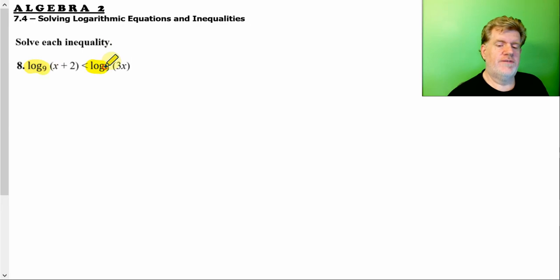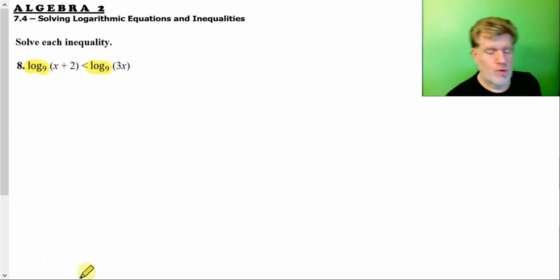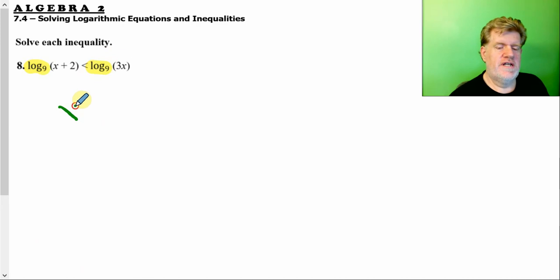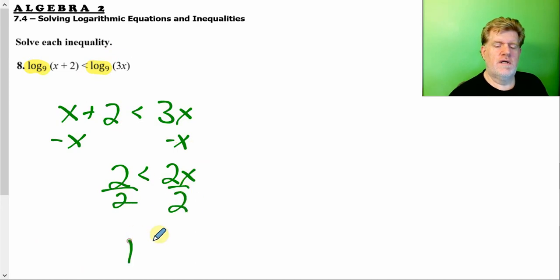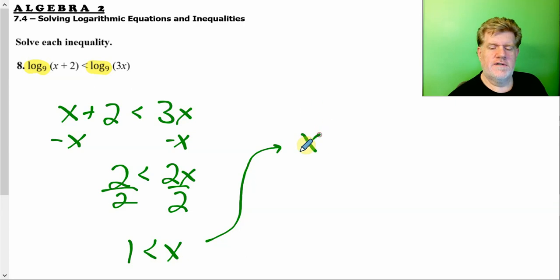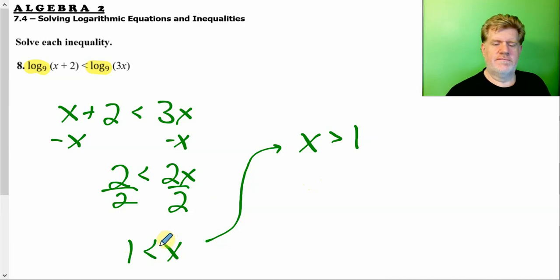This one has logs on both sides, but those logs have the same bases, so we're good. We just say x plus 2 is less than 3x, and we solve this like we normally would solve an equation. And divide by 2. All right, so let's look at this answer. 1 is less than x, which means we flip it around. If I put x first, x is greater than 1.